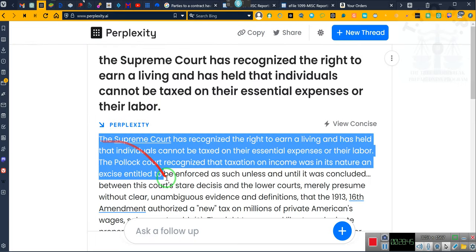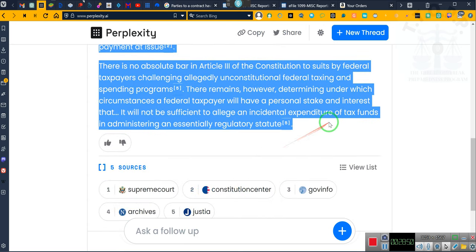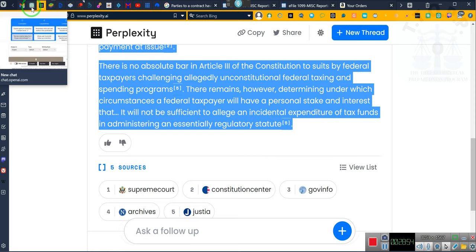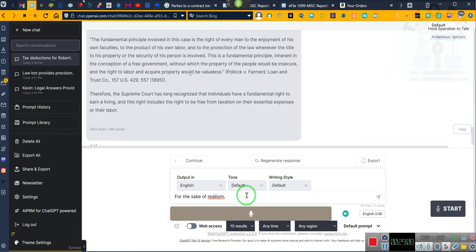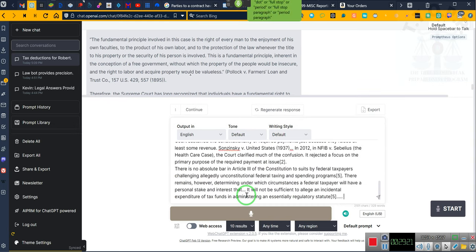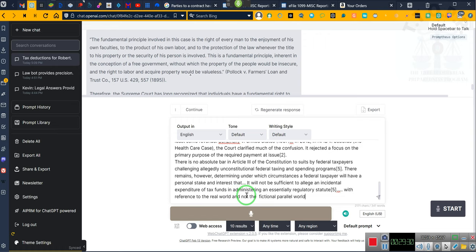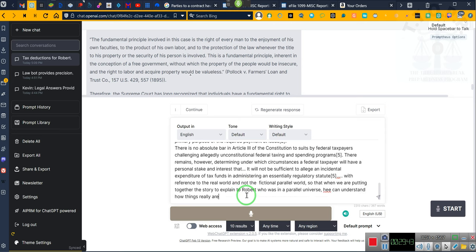Ladies and gentlemen, I want you guys to pay attention to something I'm about to do. Wake up. For the sake of realism, comma, how does what you've just stated mesh with the following? Question mark. Colon. With reference to the real world and not the fictional parallel world, comma, so that when we're putting together the story to explain to Robert, who is in a parallel universe, comma, he can understand how things really are in the current universe. Question mark.